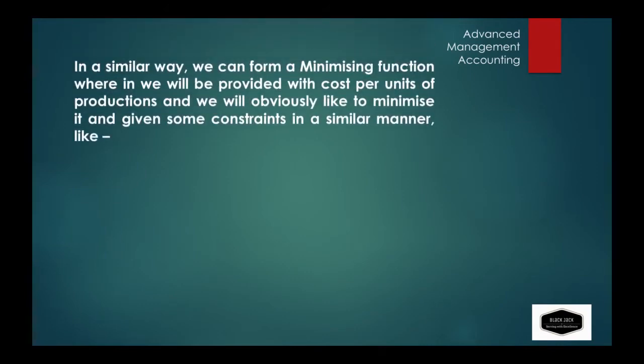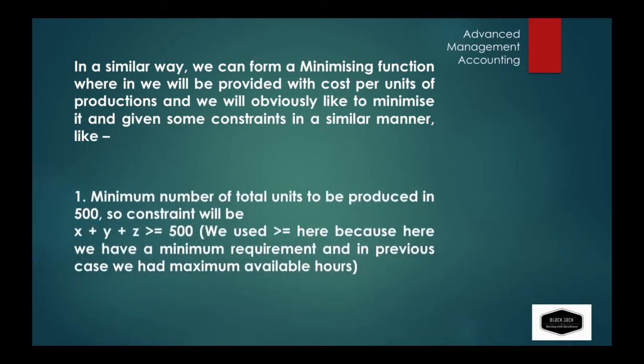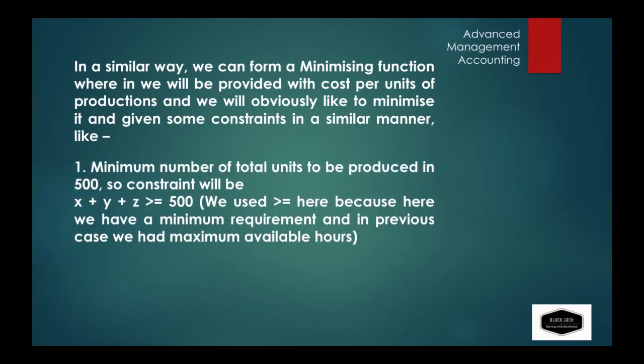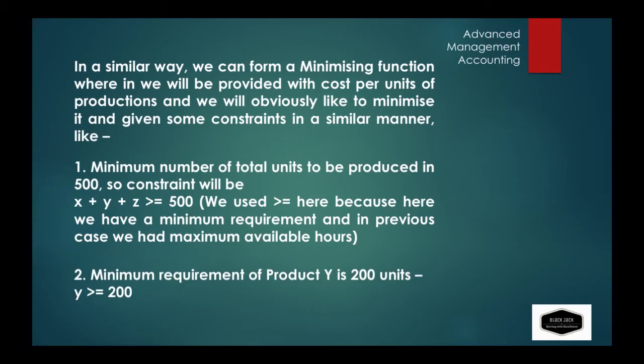In a similar way, we can form a minimizing function wherein we will be provided with cost per units of productions and we will obviously like to minimize it. The constraints can be given in the following manner. Minimum number of total units to be produced is 500. So the constraints will be that x plus y plus z is more than equal to 500. Here, more than equal to 500 is used as a minimum requirement is mentioned in this case. But in the previous case, we had maximum hours available and we had a constraint over that. Thus, we had used less than equal to there.